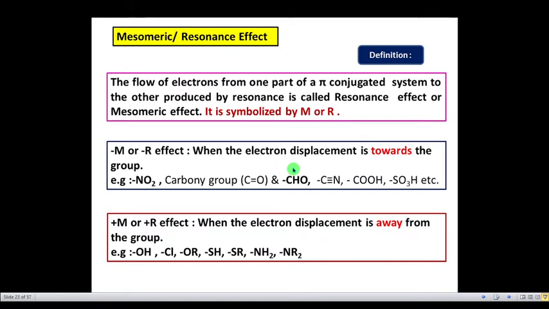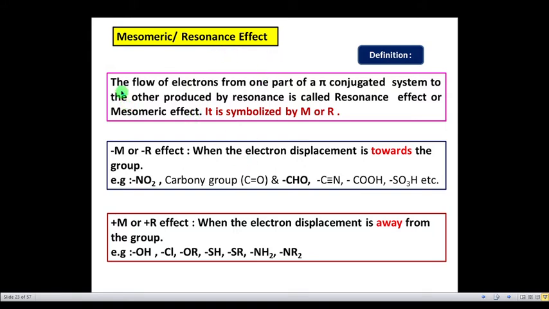What is the mesomeric effect? Simply, the mesomeric effect is otherwise called the resonance effect, which is the flow of electrons from one part of the pi conjugated system to another part of the pi conjugated system. Within the ring system, if you consider the benzene ring as an example, what about the substitutions present there? Based on the substitution, how the electron displacement takes place in the benzene ring system is simply called the mesomeric effect or resonance effect.